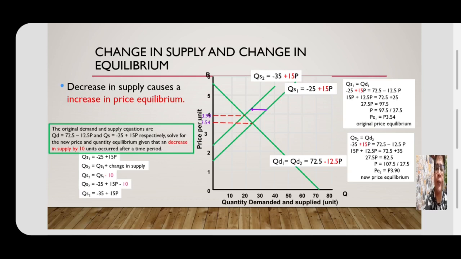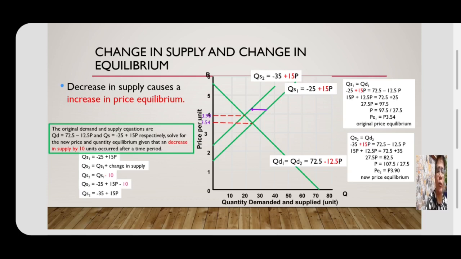problem statement. The original demand and supply equations are QD equal to 72.5 minus 12.5P and QS is equal to negative 25 plus 15P respectively. Solve for the new price and quantity equilibrium given that a decrease in supply by 10 units occurred after a time period.